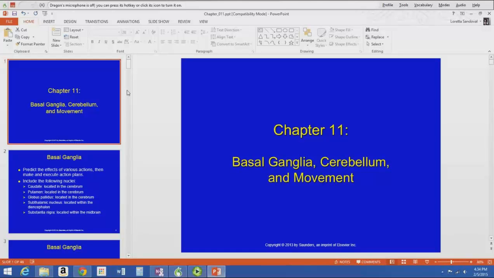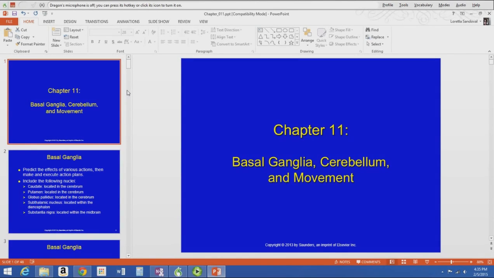Okay, we're going to start talking about Chapter 11, in which we talk about the basal ganglia, the cerebellum, and how they function in movement. I'm going to do this in 4 sections. First, we're going to talk about the basal ganglia, then basal ganglia disorders, then the cerebellum, and then cerebellum disorders, and a little bit about postural control, because both of those function really well in postural control.